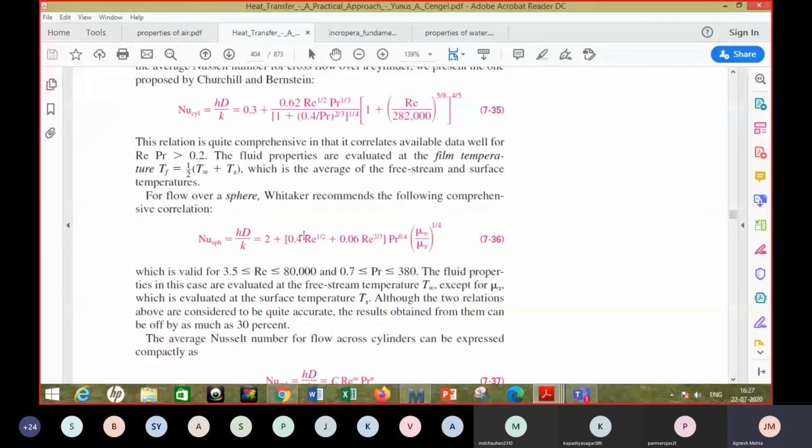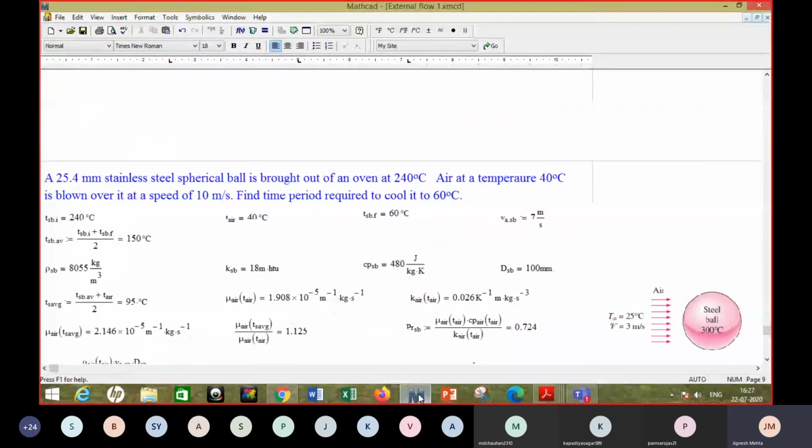So while you use this, you should be very clear about how you fetch the properties from the table. This should be very clear in your mind.